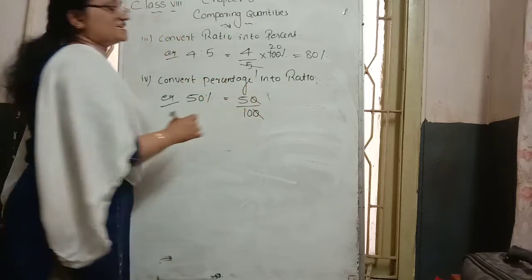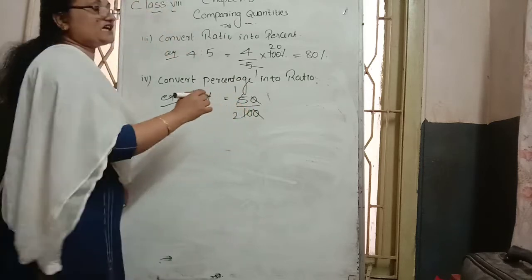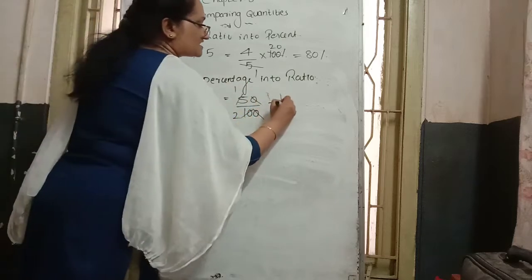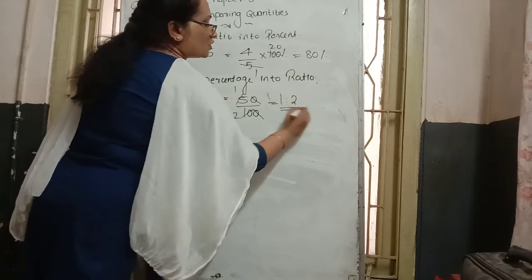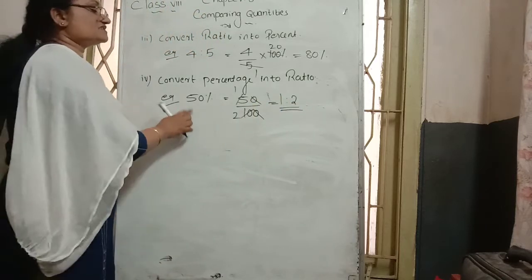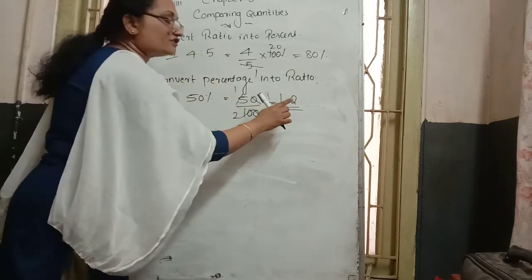Zero zero cancellation is possible. 5 ones are 5, 5 twos are 10. Then write this number as a ratio. The numerator is written in the antecedent place, the denominator in the consequent place. So we get a ratio of 1:2. This is the procedure when a percentage is given to convert to a ratio.